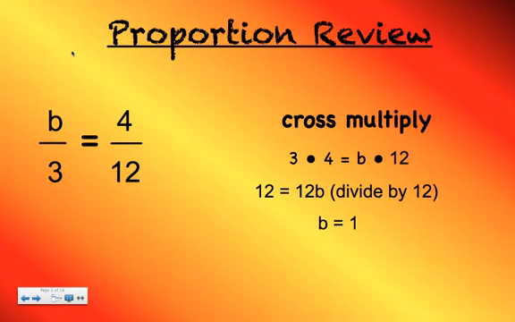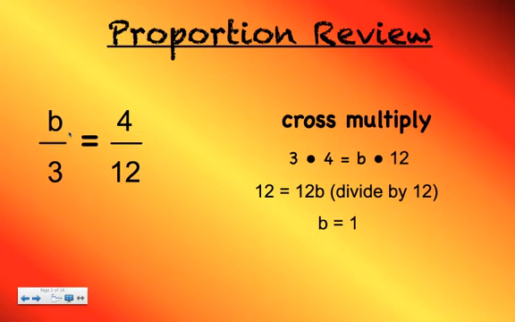So in our case, we would take the denominator 3, multiply it by 4, put our equal sign, and then on the other side we would have the numerator times the denominator, b times 12. We get 12 equals 12b. We divide by 12 on each side and solve for b and find out that b equals 1. So again, we're doing our cross multiplication, the 3 and the 4, and the b and the 12. So that's our proportion review, because we'll be doing nothing but proportions in this section the rest of the way.